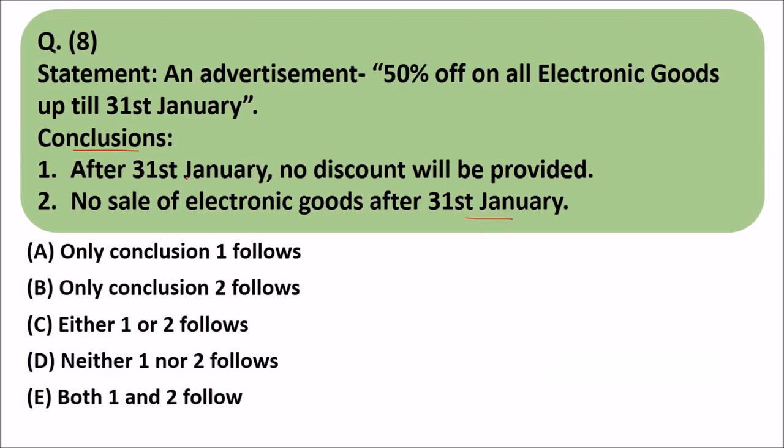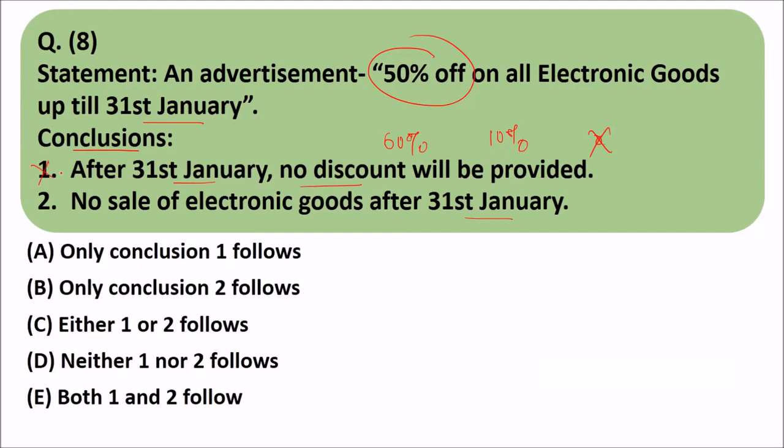Conclusion 1 says, after 31st Jan, no discount will be provided. But this is not correct. They are saying that till 31st Jan, you will get 50% off. After 31st Jan, it might happen that they might give 60% off, or they might give only 10% off, or they might not give any off, any of the possibilities there. It is not compulsory that no discount will be there. They can give 10%, 15% off.